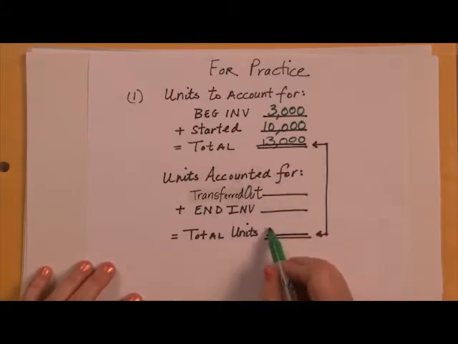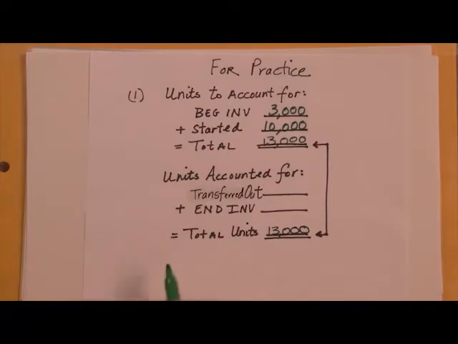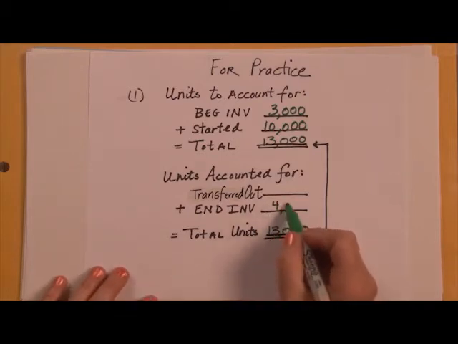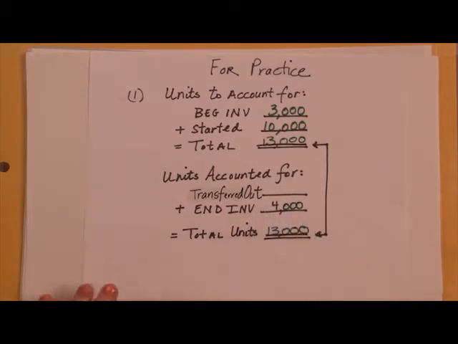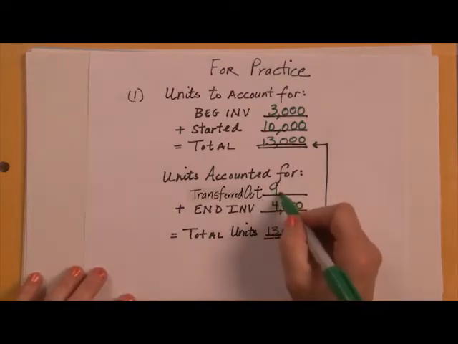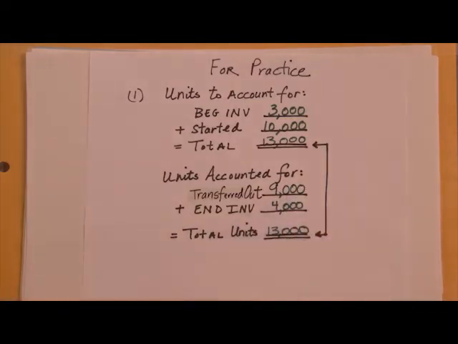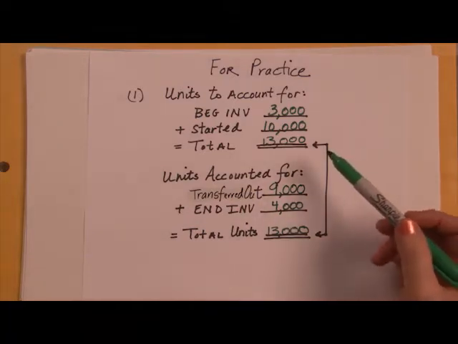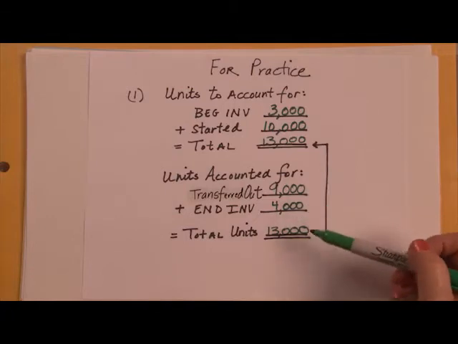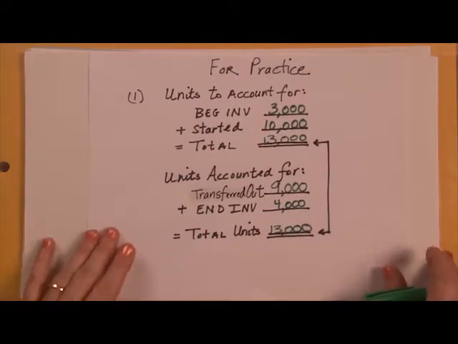And I want to start here by putting the total in because this is critical to understand that these 2 totals have to always equal. And if we're told, as we are in this problem, that ending inventory is 4,000, and we know 13,000 must equal 13,000, then we know that transferred out had to be 9,000 units. So the critical thing here is for you to always make sure that the units you have to account for equal those units that you have accounted for.